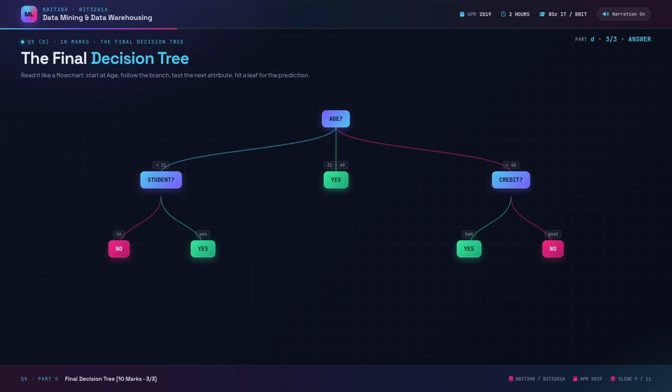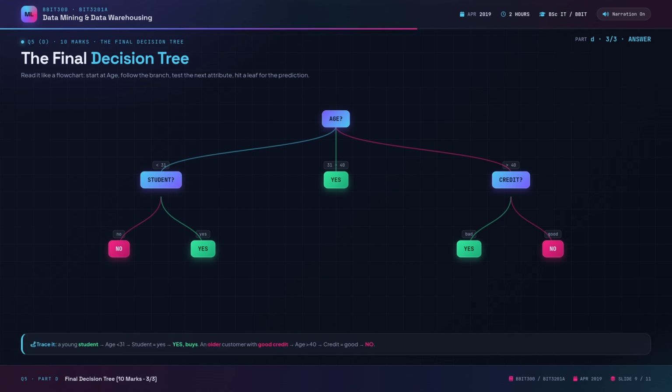And that is the answer to Part D, a decision tree that correctly classifies all 14 training examples. Read it like a flowchart. Start at age, follow the branch that matches the customer, and at each inner node test the next attribute until you hit a leaf which gives the prediction.